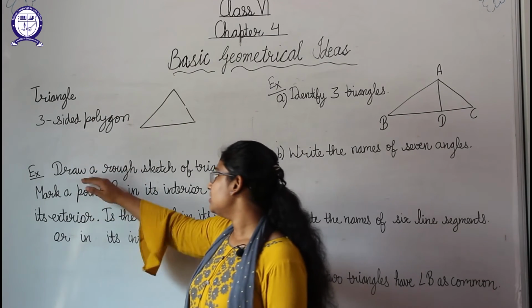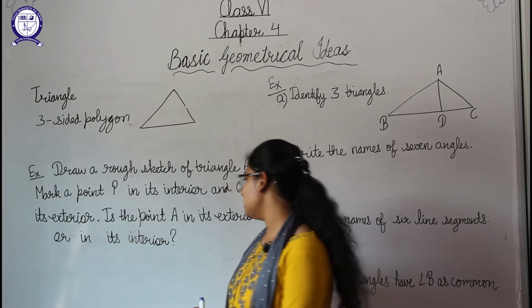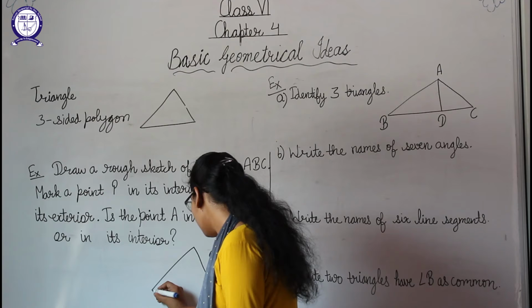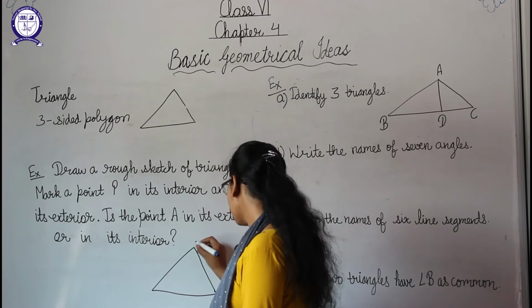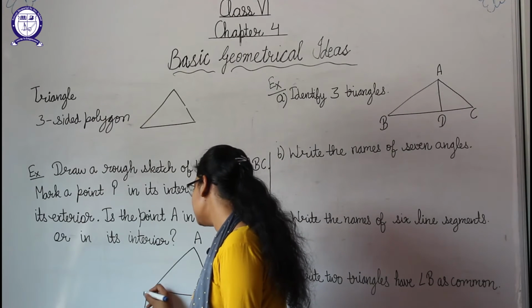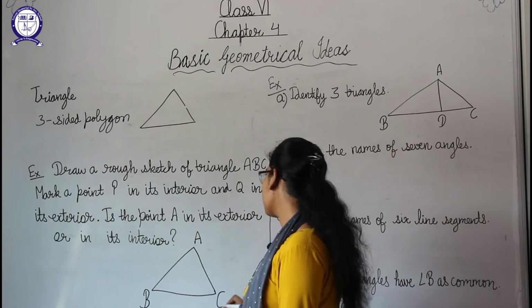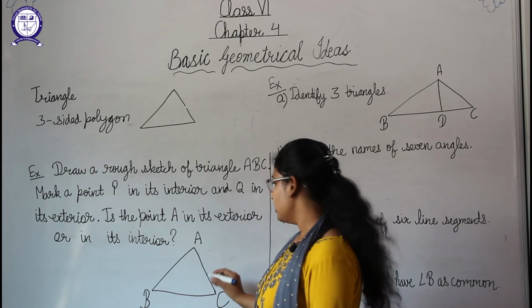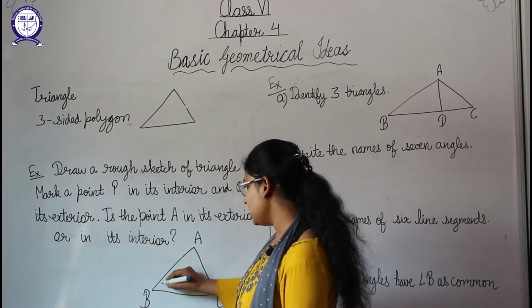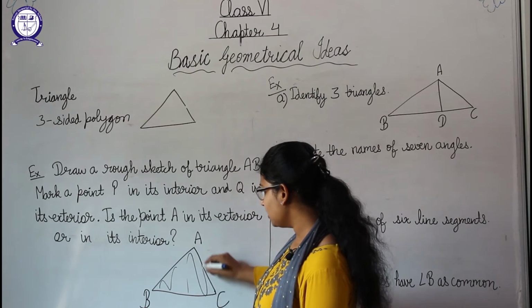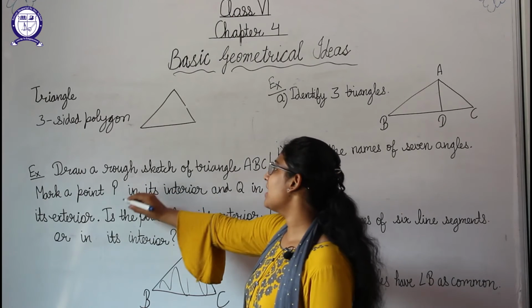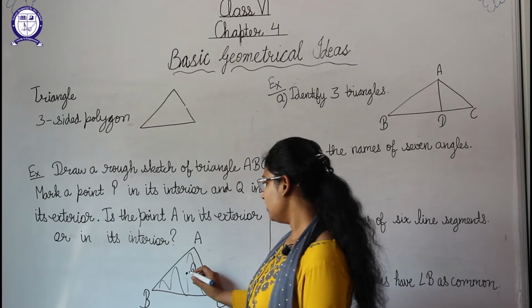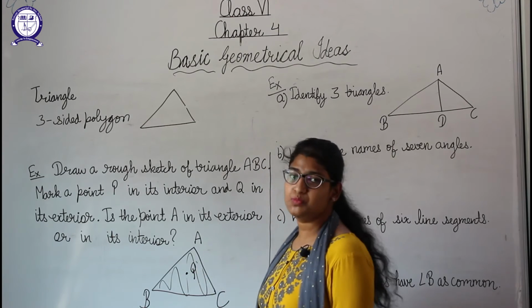Now students, here draw a rough sketch of triangle ABC. So here I am drawing a sketch of a triangle. This is a triangle here, and we have to name it ABC because here ABC is a triangle. Now mark a point P in its interior. So this is the interior part of the triangle. Okay, so we have to mark a point P in its interior. So in this portion we can mark a point and we will name it P.